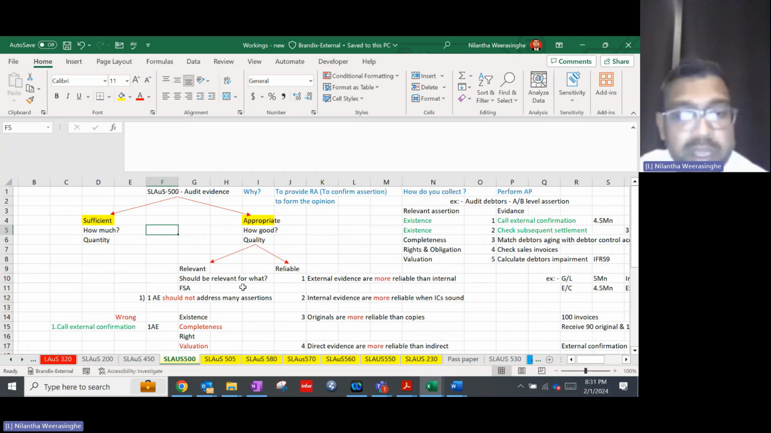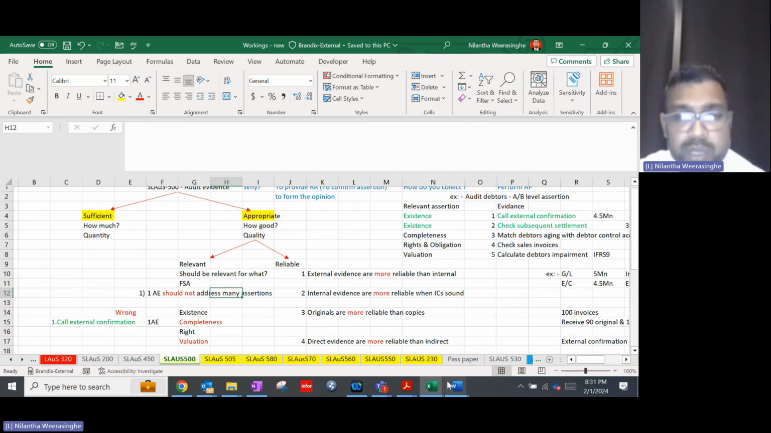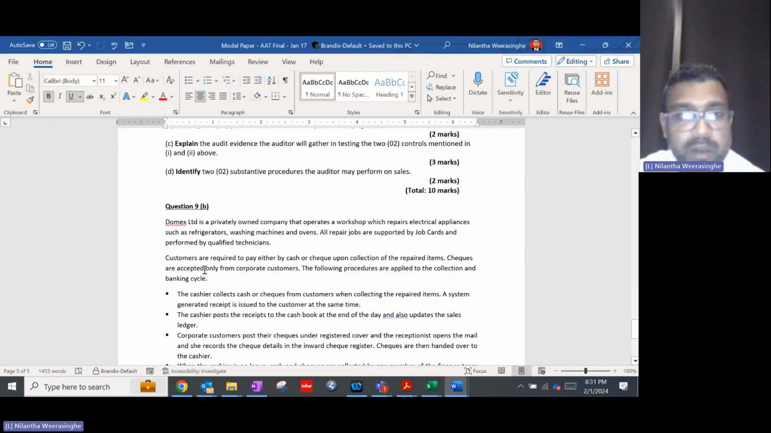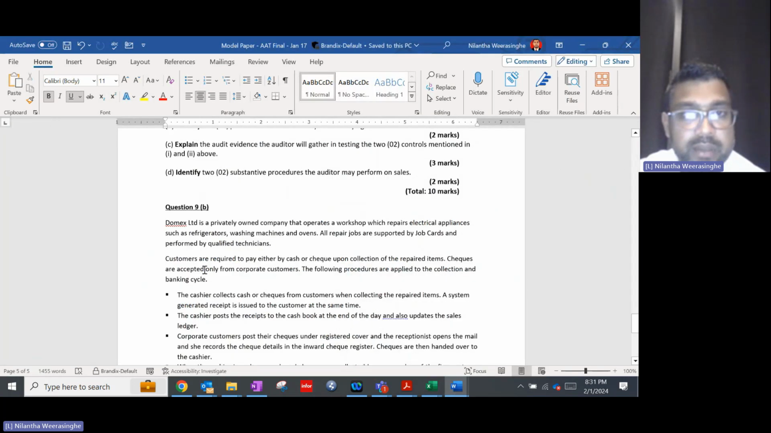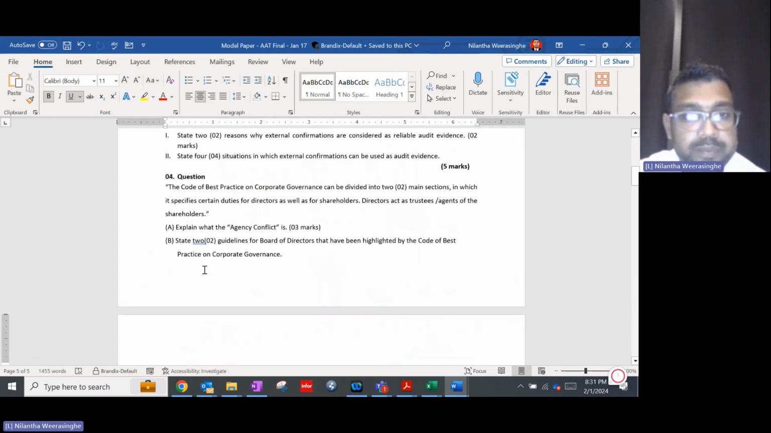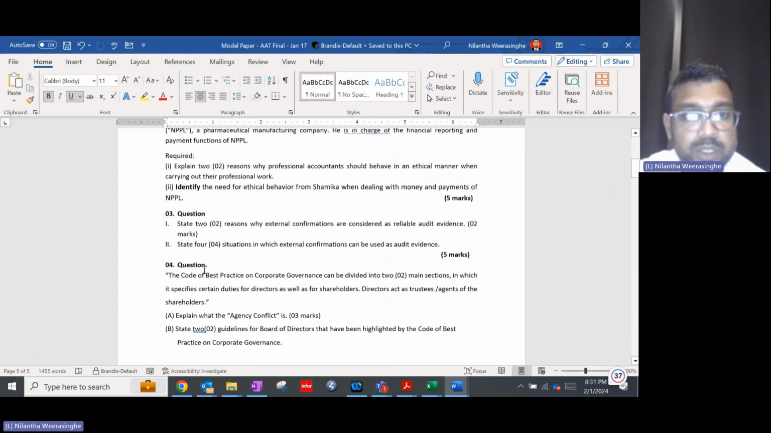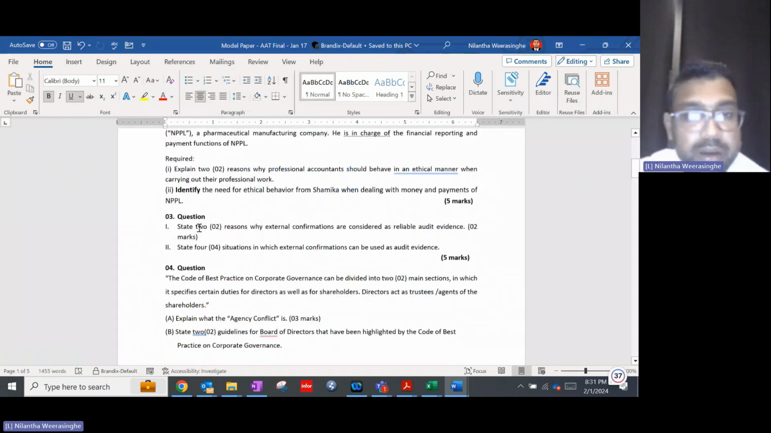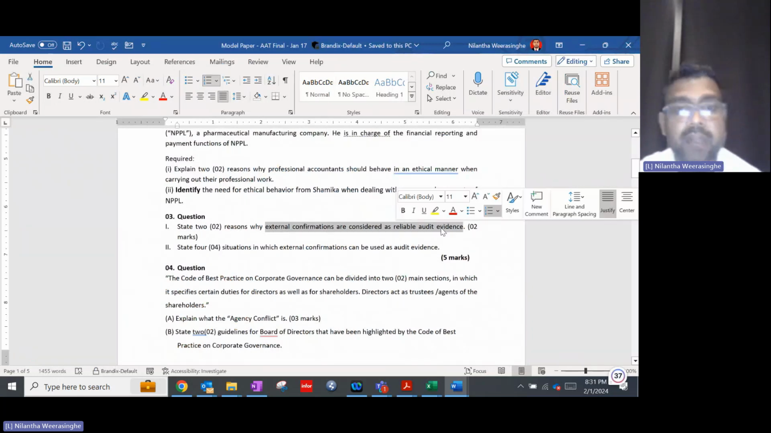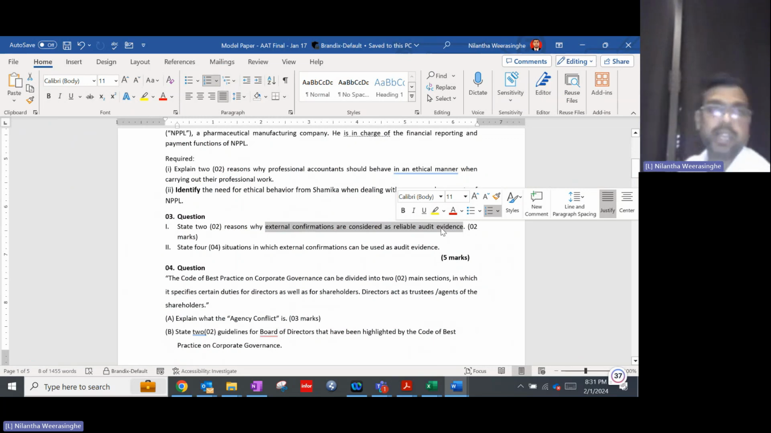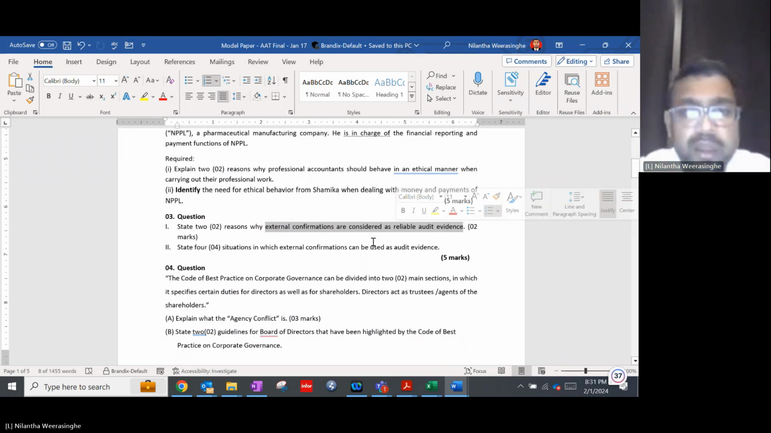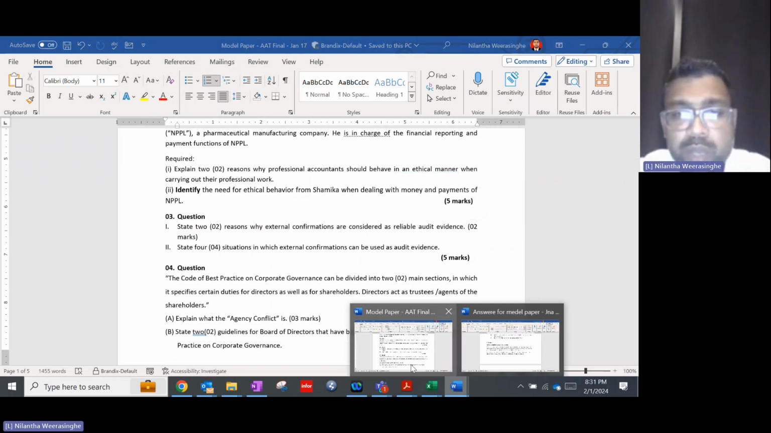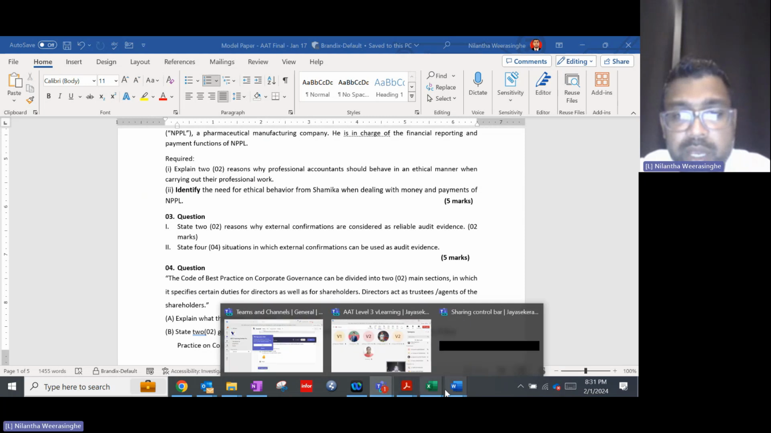So this model can be tested in your exam. Now there's a question in your model paper. This is the way the examiner can test. Question number 3: State 2 reasons why external confirmations are considered to be reliable evidence. External confirmations are reliable. Why? Because if you look at this model, it is from an external party.